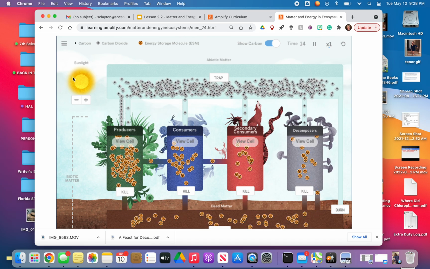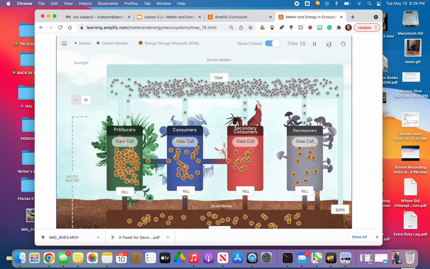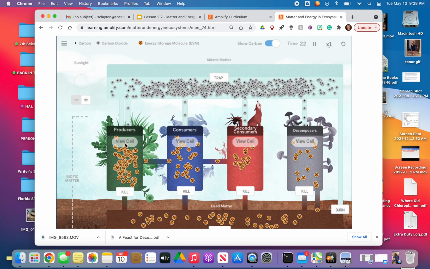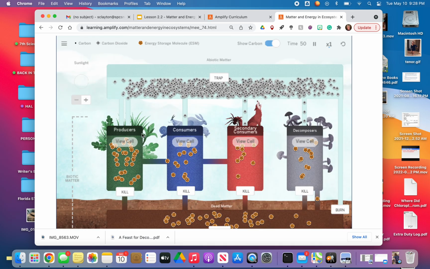I'm going to take my sunlight and decrease it until there's no sun at all. And I'm going to go into my producer. And I want you guys to look at cellular respiration only. We're not looking at photosynthesis, which, by the way, is not happening because there is no sun, no energy from the sun. But is cellular respiration still occurring? Do we have the same input and output? Okay, I'm going to just let you guys think about that for a second.